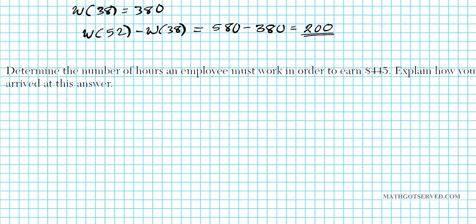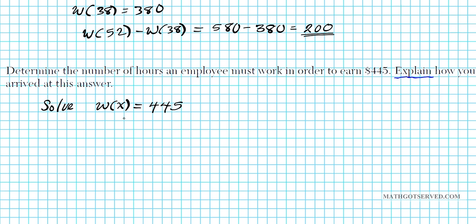All right, so the second part reads, determine the number of hours an employee must work in order to earn $445. Explain how you arrive at this answer. So you're not just solving an algebraic equation here, you're solving and explaining your thought process. How did you arrive at the answer? Okay, so basically what this problem is asking us to do is to solve w of x equals 445. That's what we're trying to do. We're trying to solve this equation.